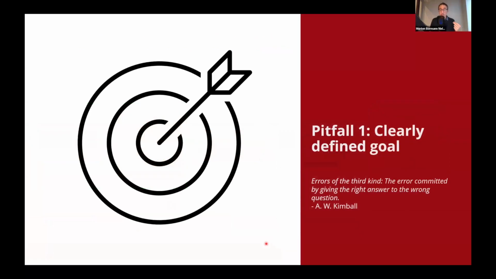And the first is having a clearly defined goal. I'm still surprised at how many organizations do not really spend enough time defining what it is they're trying to achieve. And so they commit what you could call errors of the third kind, which is when a specialist goes off into the lab for 3 months and then comes back with a really well-documented answer that is correct, but it answers a question that is different from the one that the project manager thought that they were asking.